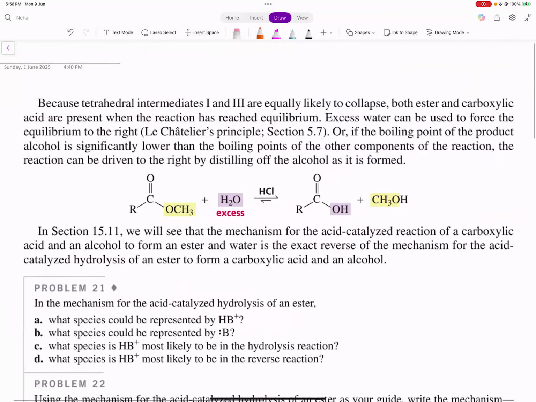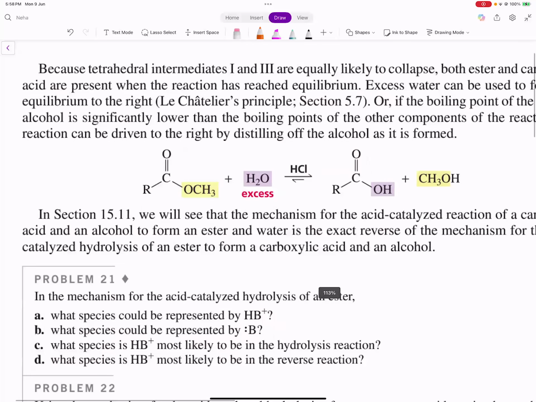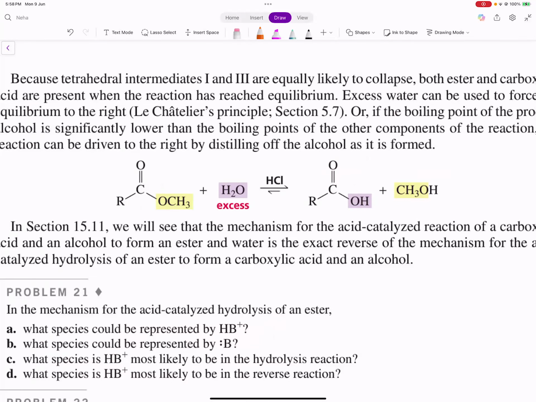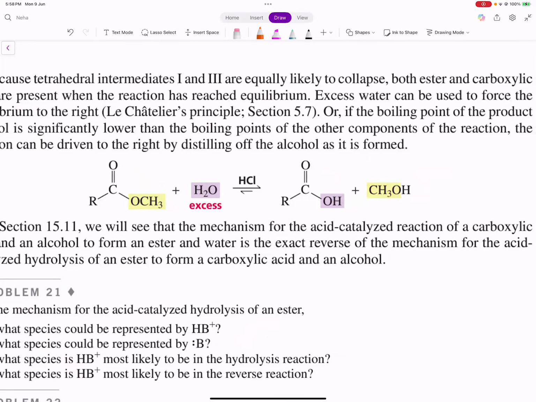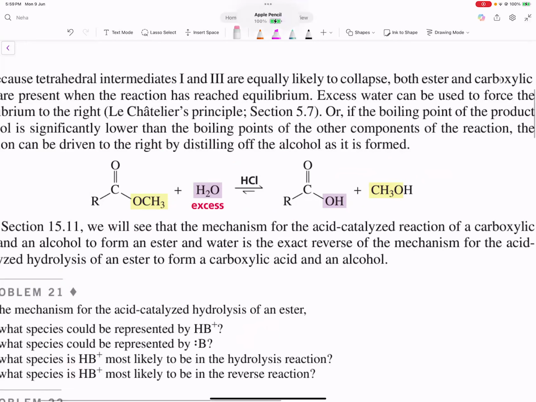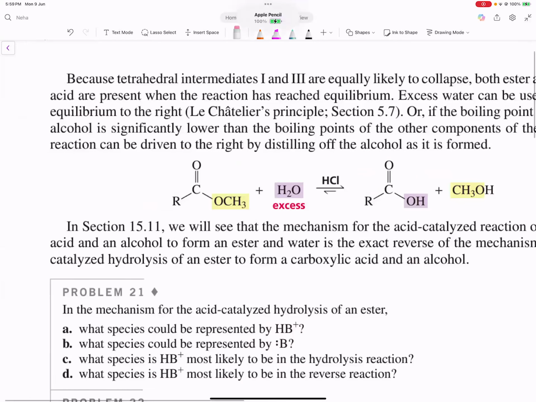Now we come to this. Le Chatelier's principle: in the equilibrium reaction, as soon as methanol is formed, I'm going to collect the methanol. So as the methanol decreases on the right-hand side, what is going to happen? The equilibrium will keep on shifting and I'll keep on isolating, until all of my ester is converted into carboxylic acid. See the practical application of Le Chatelier's principle.